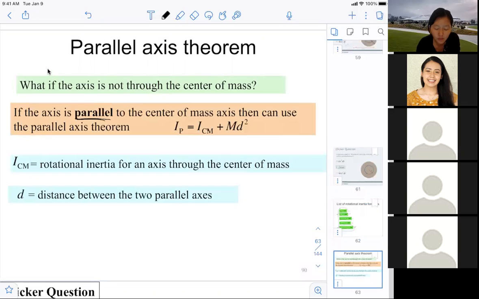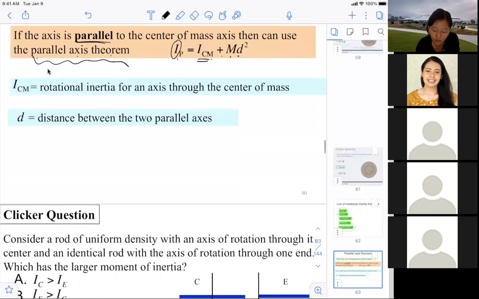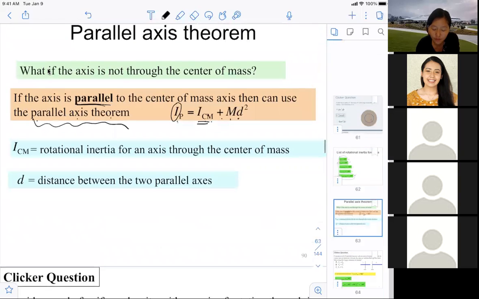So for example, the axis is parallel to the center. We have a theorem we can use to calculate the new rotational inertia. We call that the parallel axis theorem. The new rotational inertia is whatever it is relative to the center of mass, plus the mass of the object times the distance between your new axis and your center of mass axis squared. So we can try to use this in the following questions.